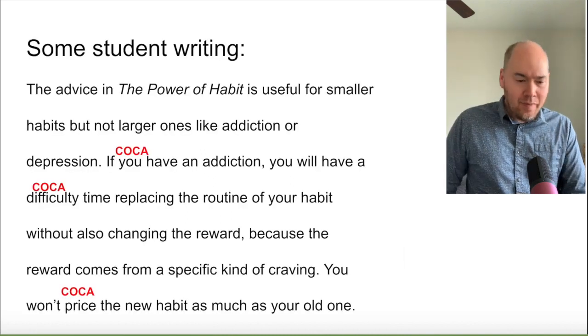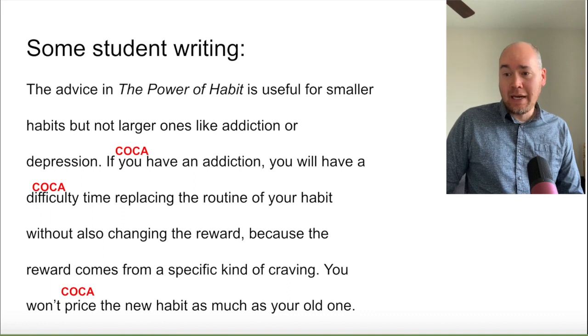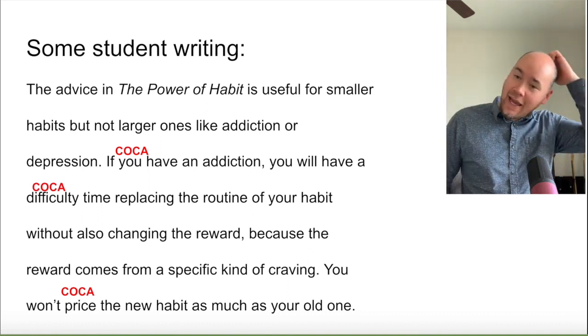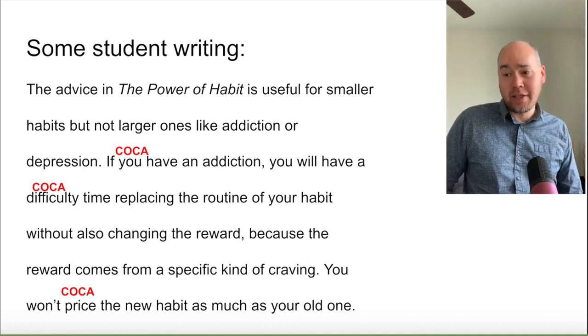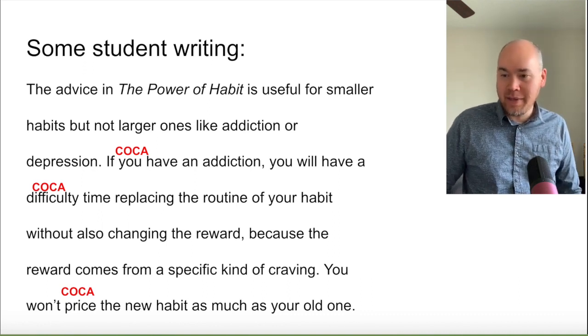So here's an example of some student writing where I might put the COCA tags on. You can see I put COCA tags on the word you, on the word difficulty, and on the word price. And the first one is a register mistake. You don't usually see you in academic writing. Difficulty is a grammar mistake, in particular word form. In this case, it's a noun, but it should be an adjective.